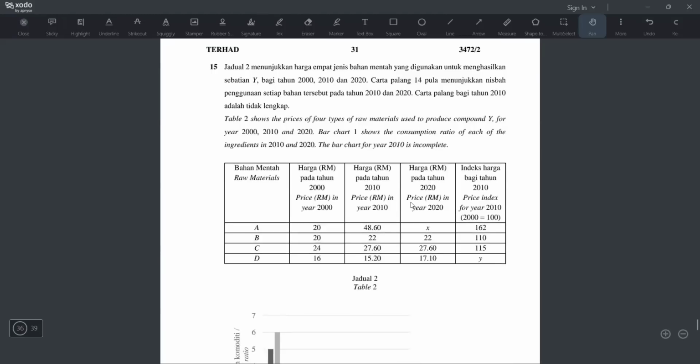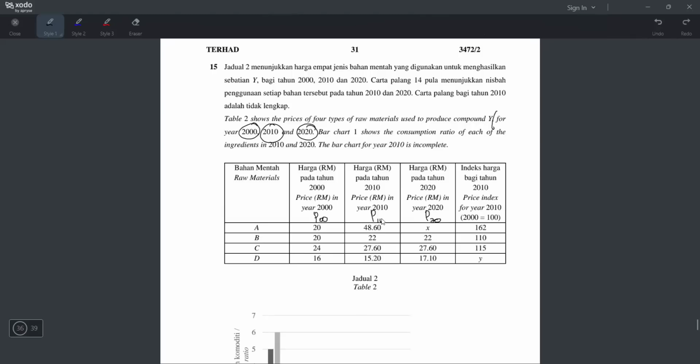Okay, finally we are at the final question, last question 15. So let's finish it. Number 15. Table 2 shows the price of 4 types of raw material used to produce compound Y. Okay, there are 4 materials. I can see it here, for the year 2000, 2010, 2020. So this is the price. So the P for 2000, the P for 2010, the P for 2020.